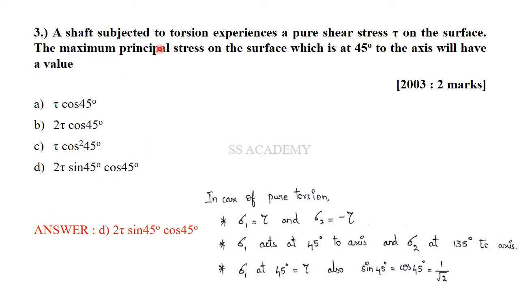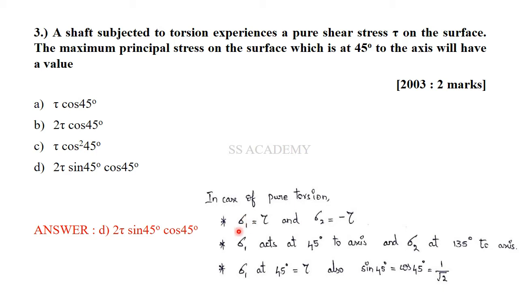A shaft subjected to torsion experiences a pure shear stress tau on the surface. That is the pure torsion concept. The maximum principal stress on the surface, which is at 45 degrees to the axis, will have a value. As we have seen earlier, in the case of pure torsion, both principal stresses always have the same magnitude, that is tau, but opposite in direction.